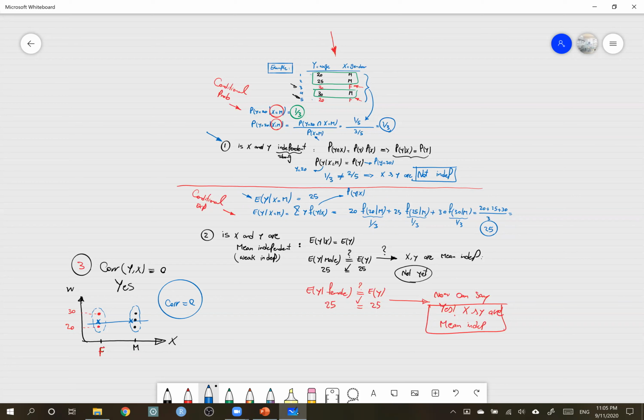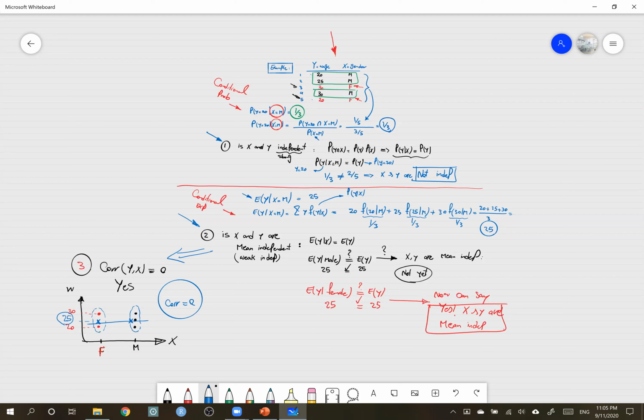Do you see how beautiful that is? So from mean independence, look at the blue crosses. We proved mathematically that they're mean independent, but intuitively it's really easy and straightforward to follow. This is the mean for female, this is the mean for male. It means that regardless of the gender, the mean was equal to 25. So they're mean independent. Now, from mean independence, we can conclude that the correlation is 0.